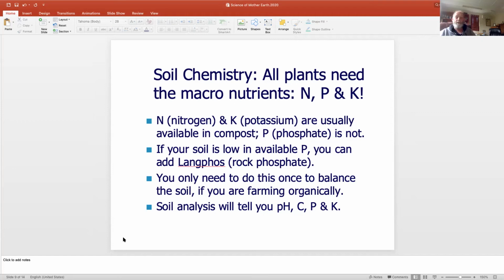You only need to use it once, but you might need to have quite a generous dressing to bring your soil phosphorus up to a level where it will then remain available at high enough levels to not restrict crop production. Soil analysis will tell you what your pH is, whether your soil is acid or alkaline. It will tell you the levels of carbon. It will tell you your phosphorus levels and whether the phosphorus is available, and the same with the potassium.